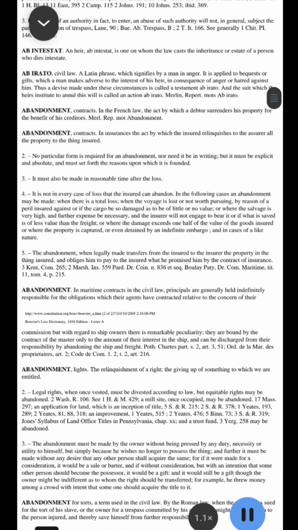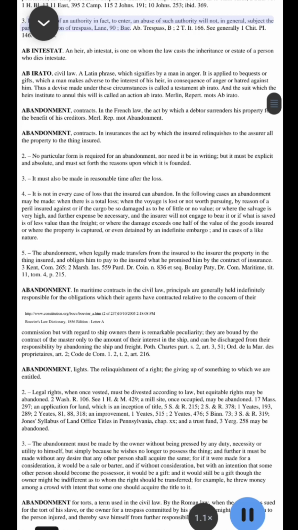Bouvier's Law Dictionary, 1856 edition, Letter A. And if an officer neglect to remove goods attached within a reasonable time and continue in possession, his entry becomes a trespass ab initio. 2 Bl. Rep. 1218. See also, as to other cases, 2 Stra. 717; 1 H. Bl. 131; 1 East, 395; 2 Camp. 115; 2 Johns. 191; 10 Johns. 253.